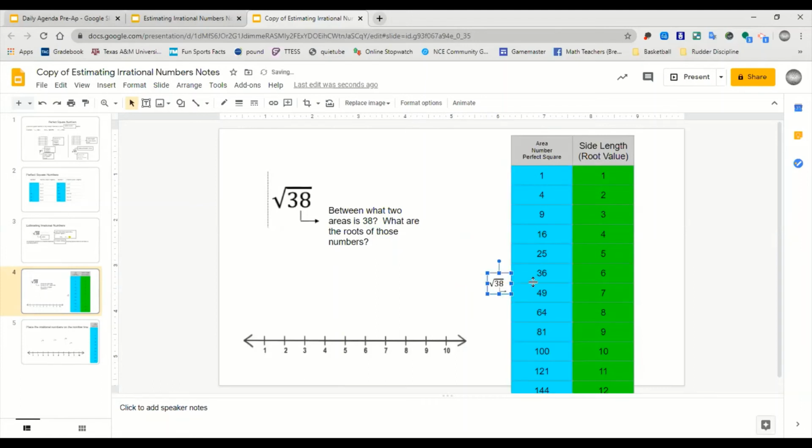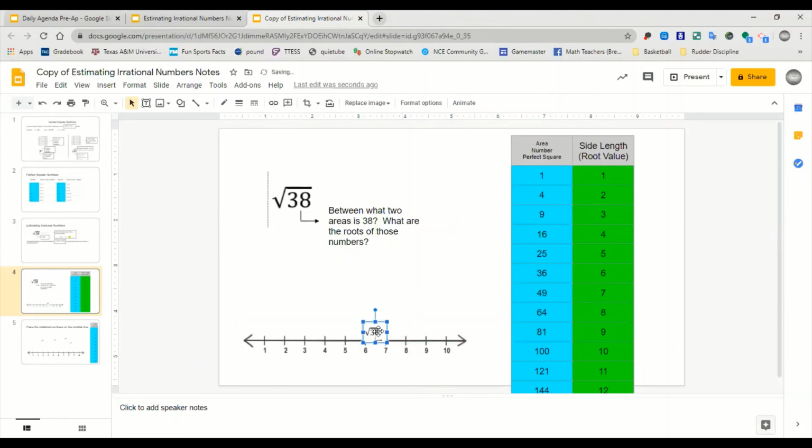Now tell me what you were going to say. You put it between 36 and 49, or 6, because 38 is really close to 36. Yeah, good. So I know that if the area of my square is between 36 and 49, but you see on the number line here, those numbers aren't there. The number line is going to have the side lengths or the square roots on it. Because I know the square root of 36 is 6 and the square root of 49 is 7, I know 38 is somewhere between 6 and 7.